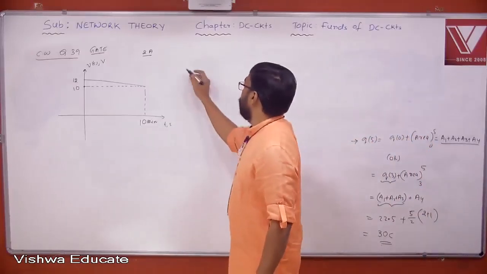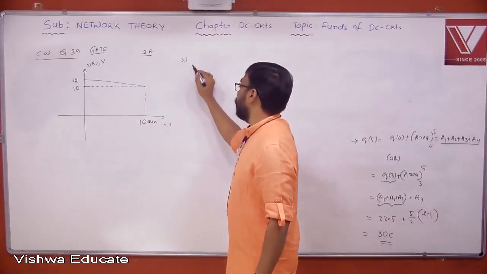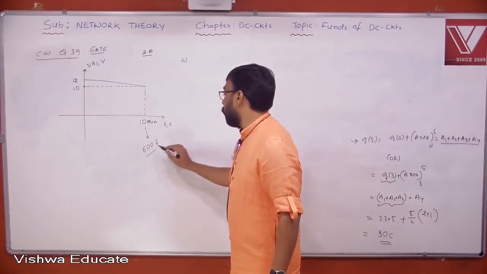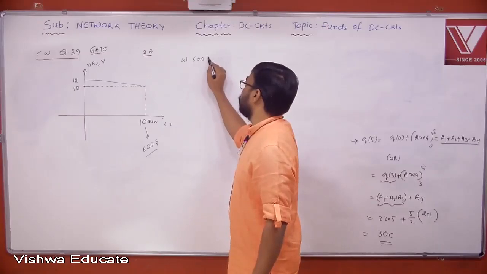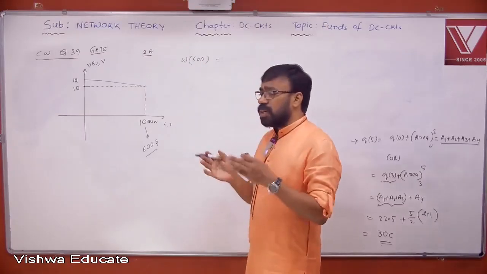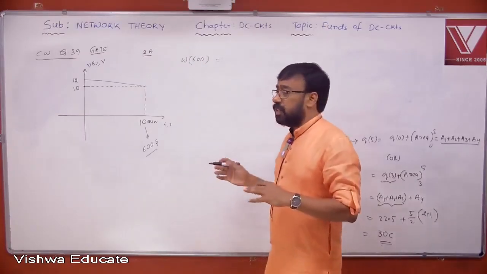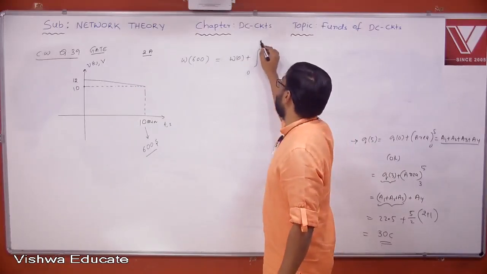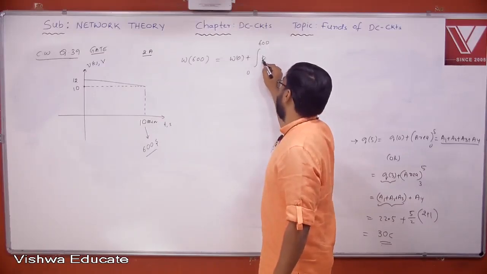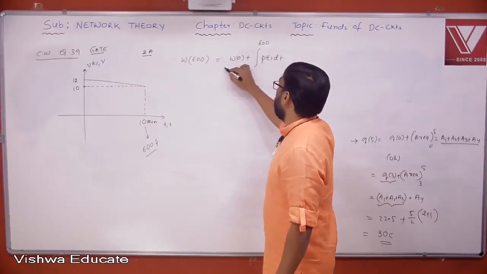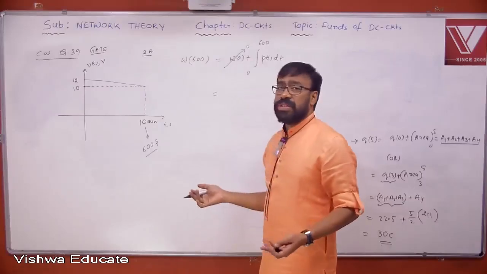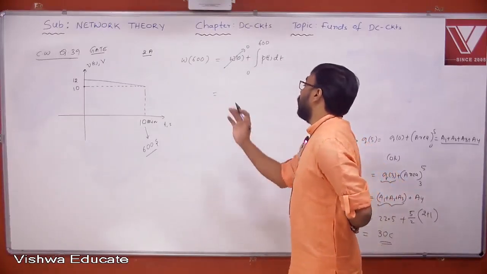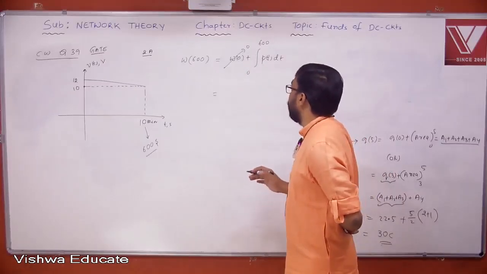Look at this, all of you. What do you want actually? W of 10 minutes. Actually 10 minutes can be written as 600 seconds, right? So W of 600 is asked. Energy during the talk time is nothing but 0 to 600 seconds, which is W of 0 plus integration 0 to 600 of P of t dt. W of 0 is 0 because he did not give any information. Sometimes he will give information, you must be careful. But in this context, no information is given directly or indirectly about W of 0, the initial energy.